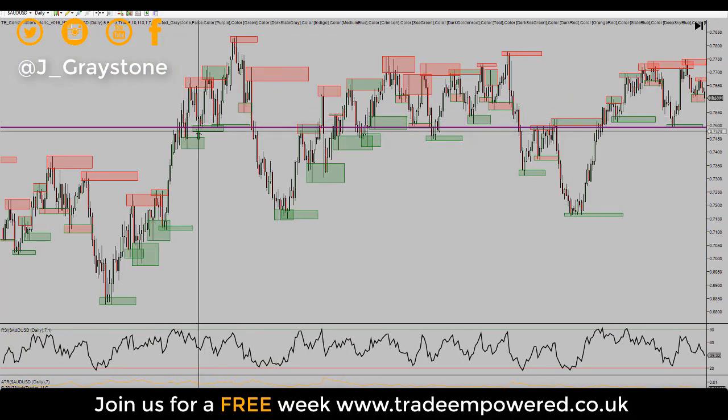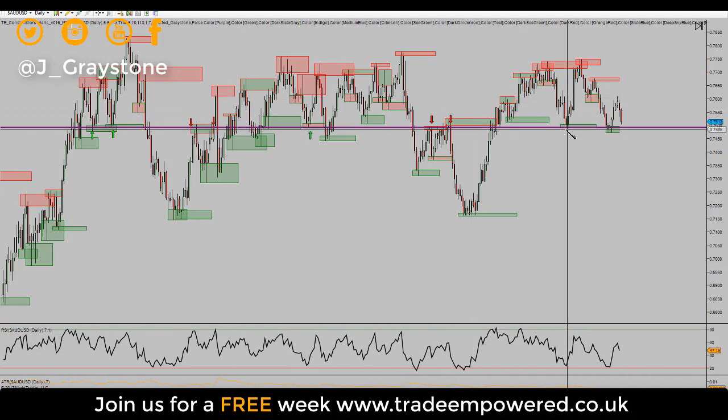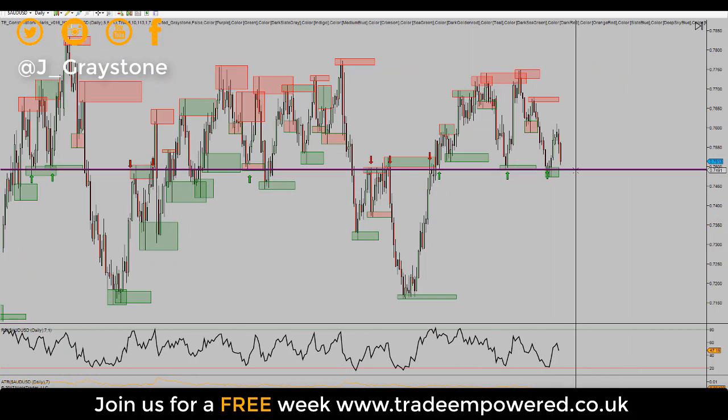You see it's been tested multiple times in the past. Each time it's tested, we see some kind of reaction, a hold at that level. You can see we had support here, resistance here, support here, and we're pushing down to that level again. If we test that level again, the chances are we're going to see a reaction again. If it happened in the past, it's likely to happen again.